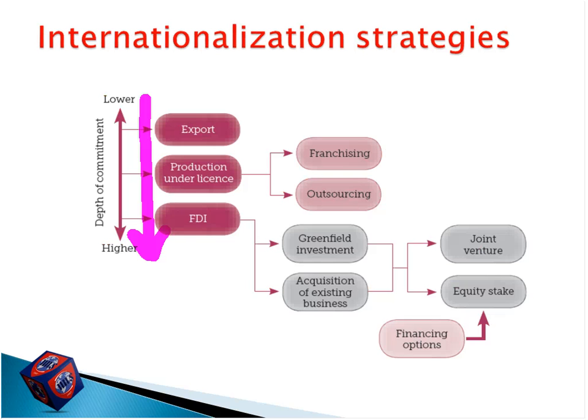Then we have production under license and FDI at the end. Production under license, as I said, it's just a diagram which is summarizing what we did before. Production under license will refer to franchising and outsourcing. And the FDI, which we discussed and elaborated on more, gets into greenfield investment, which I discussed to some extent in the previous session, and I said that we will get into more later on. I will discuss it in our next slide, hopefully. And acquisition, and also we have the joint venture and equity stake.